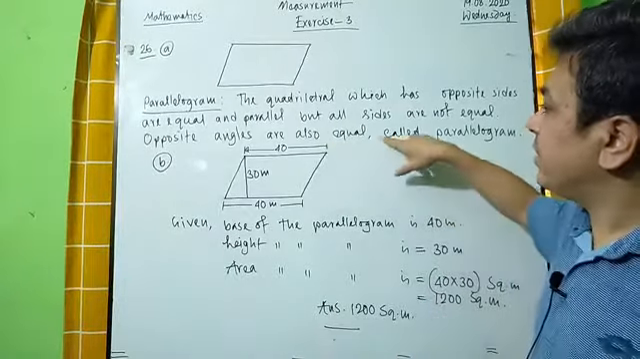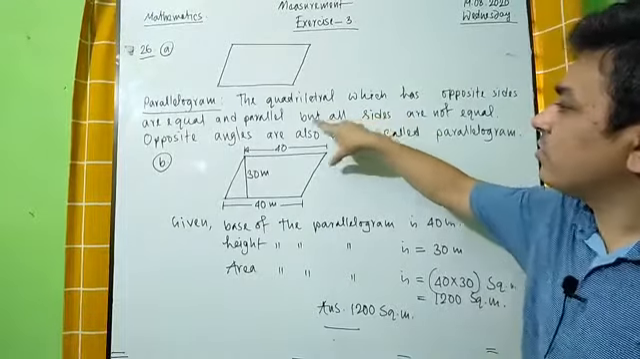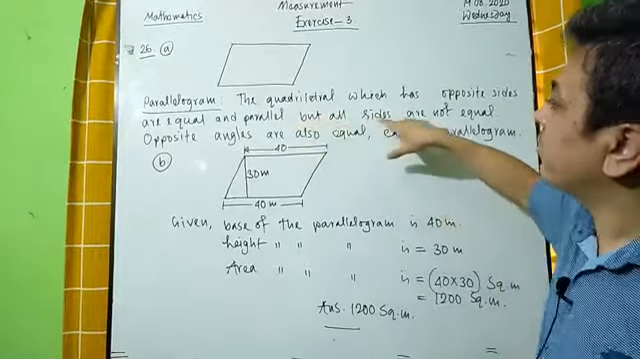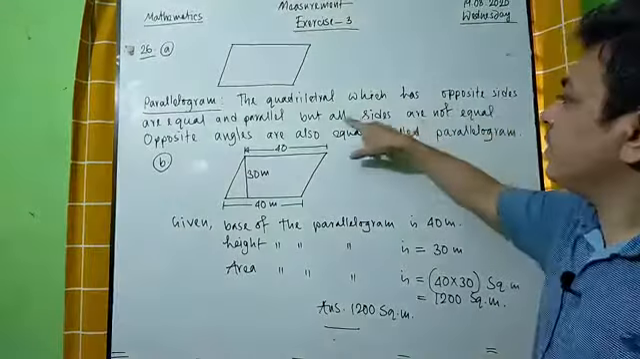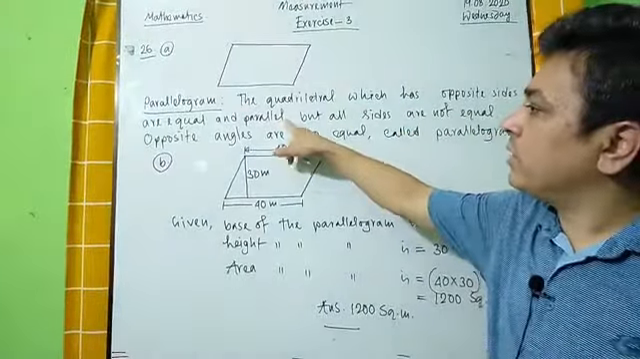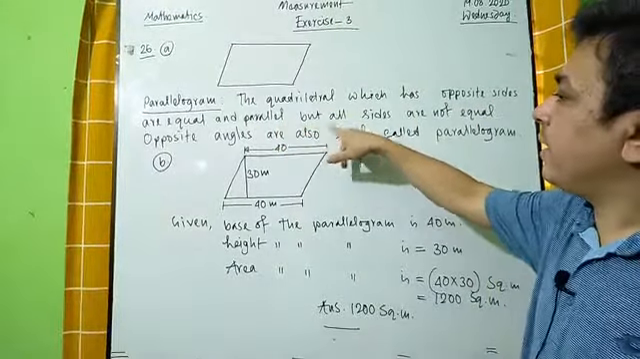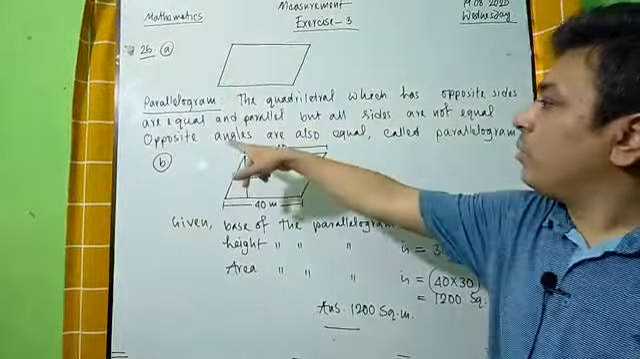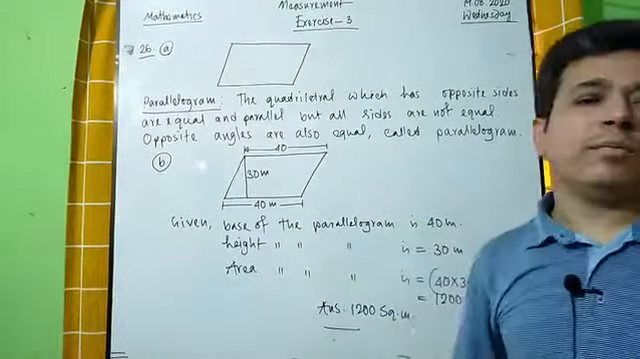If you want, you can write this line. I can even write here extra. This is not included in the definition, but all sides are not equal. If you want, you can write it, but if you write up to that, the opposite sides are equal and parallel, and opposite angles are also equal, it's called a parallelogram. It's also okay, no problem.